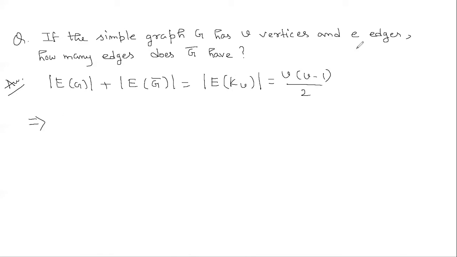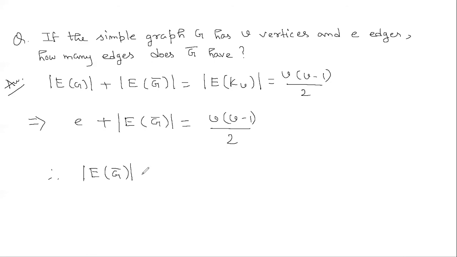So here we have E number of edges in G. So it is E plus E of G bar, that is equal to V times V minus 1 by 2. And here we get the number of edges in G bar, that is equal to V into V minus 1 by 2 minus E.